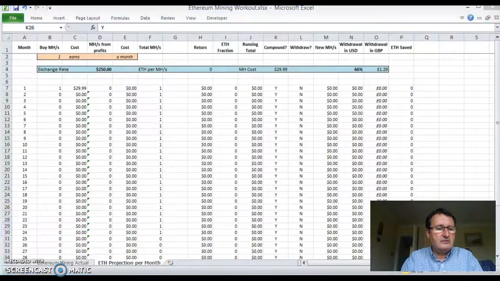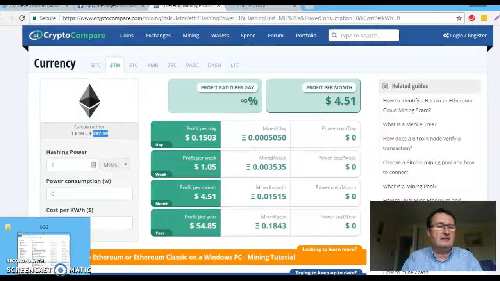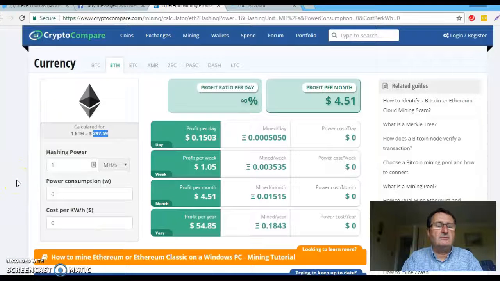So if we go back to getting our figures now, I've gone to Crypto Compare, I've gone to their mining wallet, and gone to the Ethereum statistics. Here I've put down hashing power 1 MH. Put down the power consumption as zero and the cost per kilowatt per hour as zero. Here we'll find the exchange rate. And here we've got the profit per day in dollars, and here we have the mined per day, per week, month and year. Okay, the two figures we're going to get are here for the exchange rate and here for the mined per month, and I'll show you where those will go.